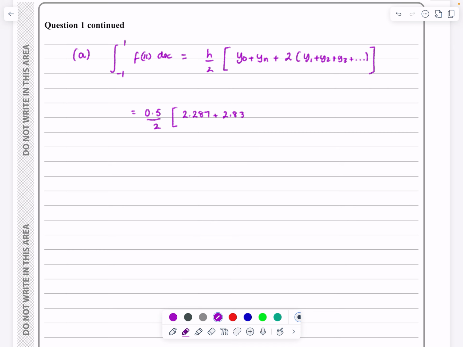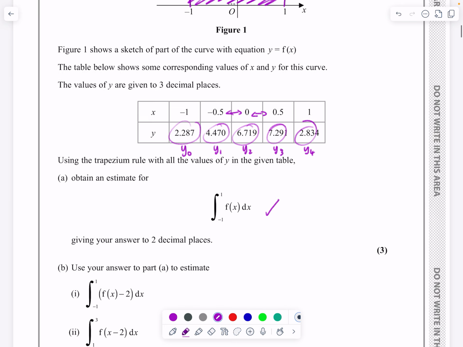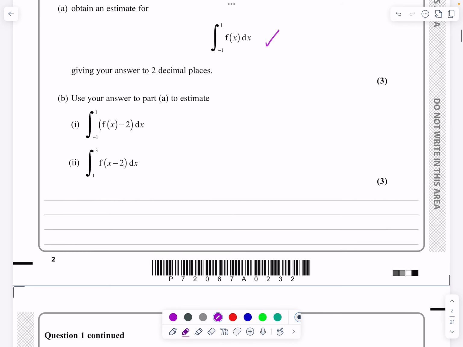So 2.834. Two lots of the other ones, 4.470. You can go back and look at the table if you need to. 6.719 and 7.291. And then it's just a matter of plugging all that in. Works out to be 10.52 units squared. So that's an approximation for that area that I've just shaded in there, an estimate for the integral. And it says giving the answer to 2 decimal places, so make sure you do that accurately.